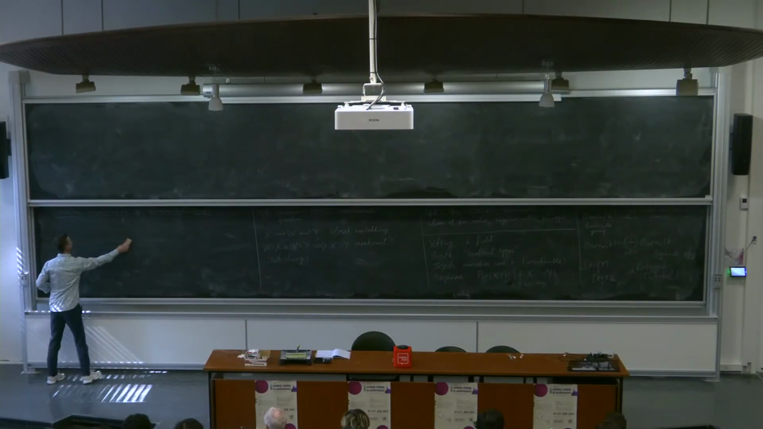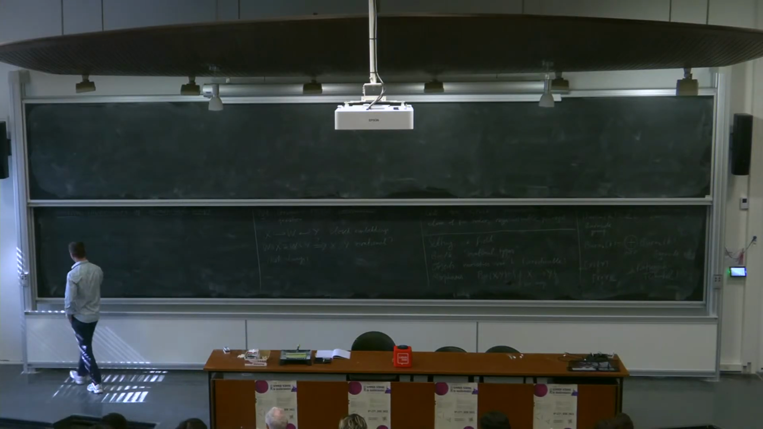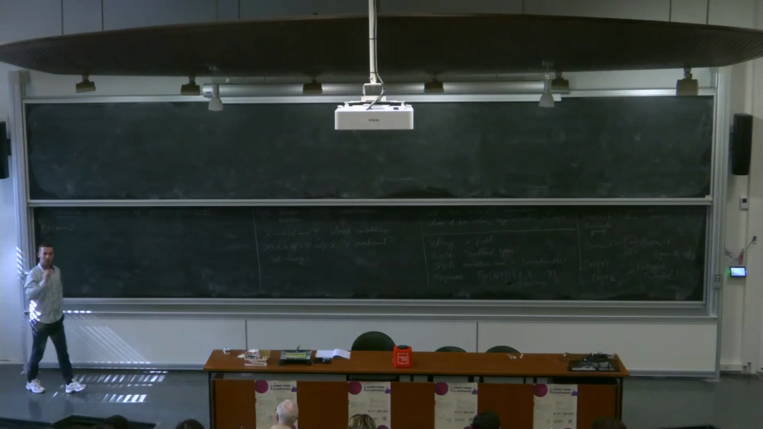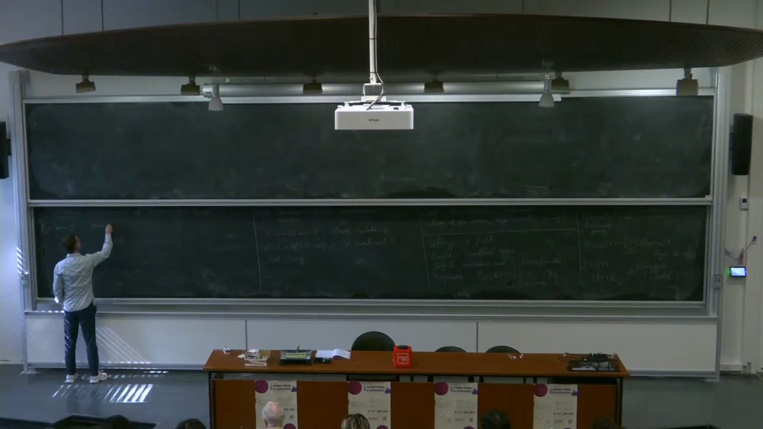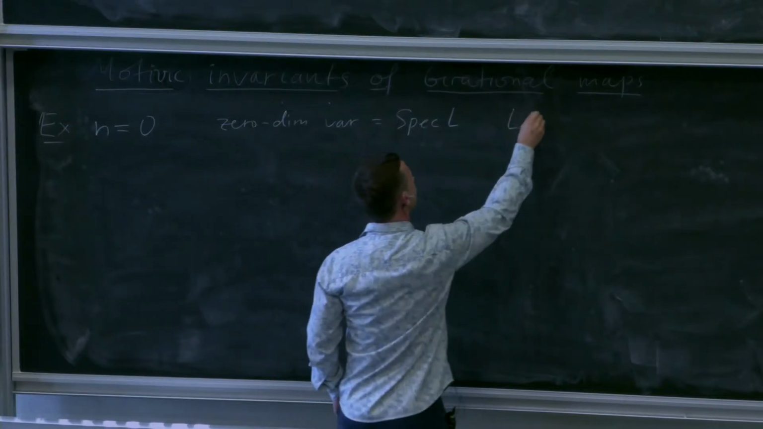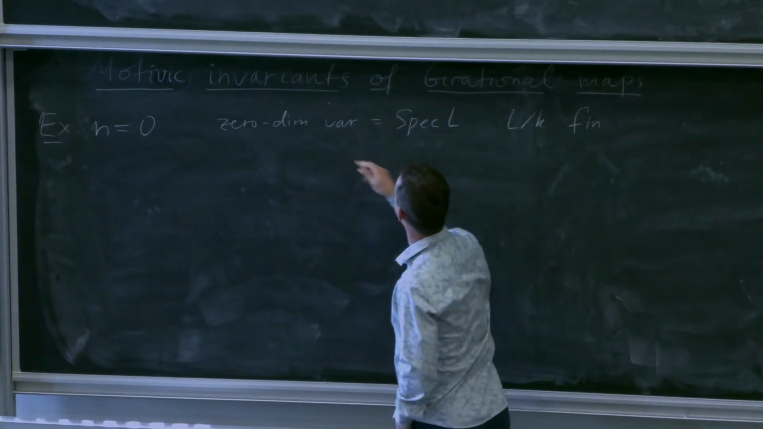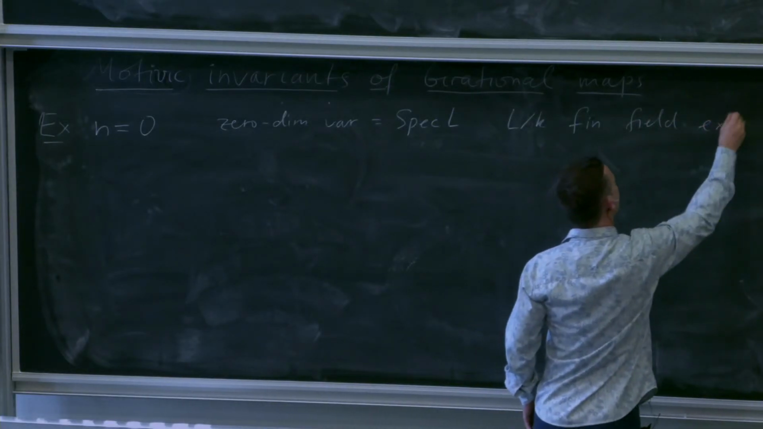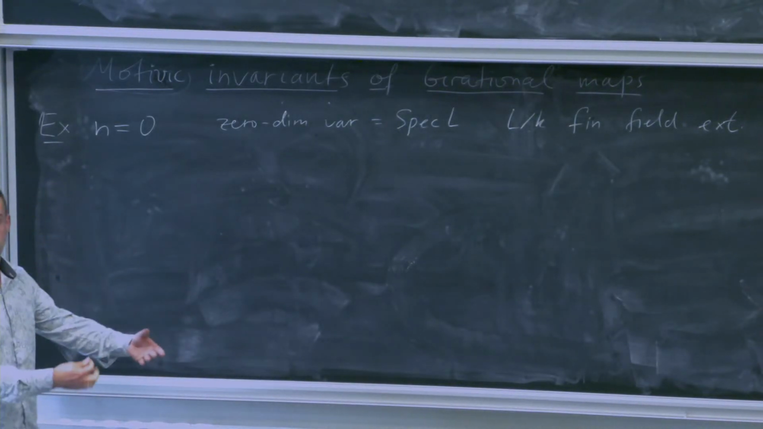So let's think about this gadget in small dimensions. Specifically, let's look at dimensions 0 and 1. For N equals 0, we're talking about zero-dimensional varieties. So a zero-dimensional variety is Spec of a finite field extension. Sorry, irreducible. Zero-dimensional, yeah, okay. All of them are irreducible for me, so finite field extension. So I want to connect to this classical Burnside ring of the Galois group in this case.